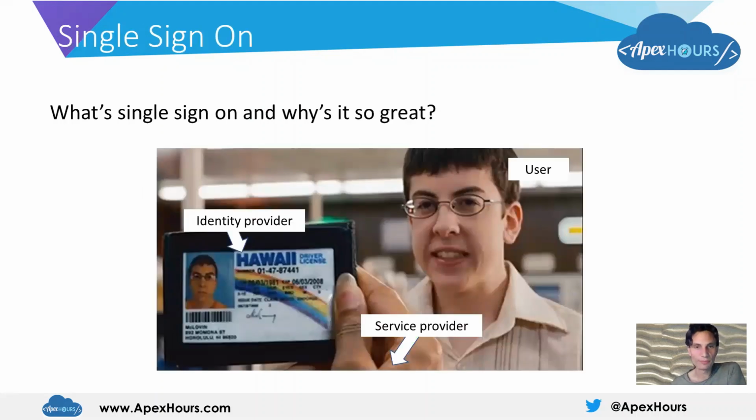So firstly, what's single sign-on all about? In essence, single sign-on generally involves 3 different parties. There's the user, the person who actually wants to access some resources. They'll often be using a browser, so the user is represented in the diagrams that I'll show by the browser that they're using.